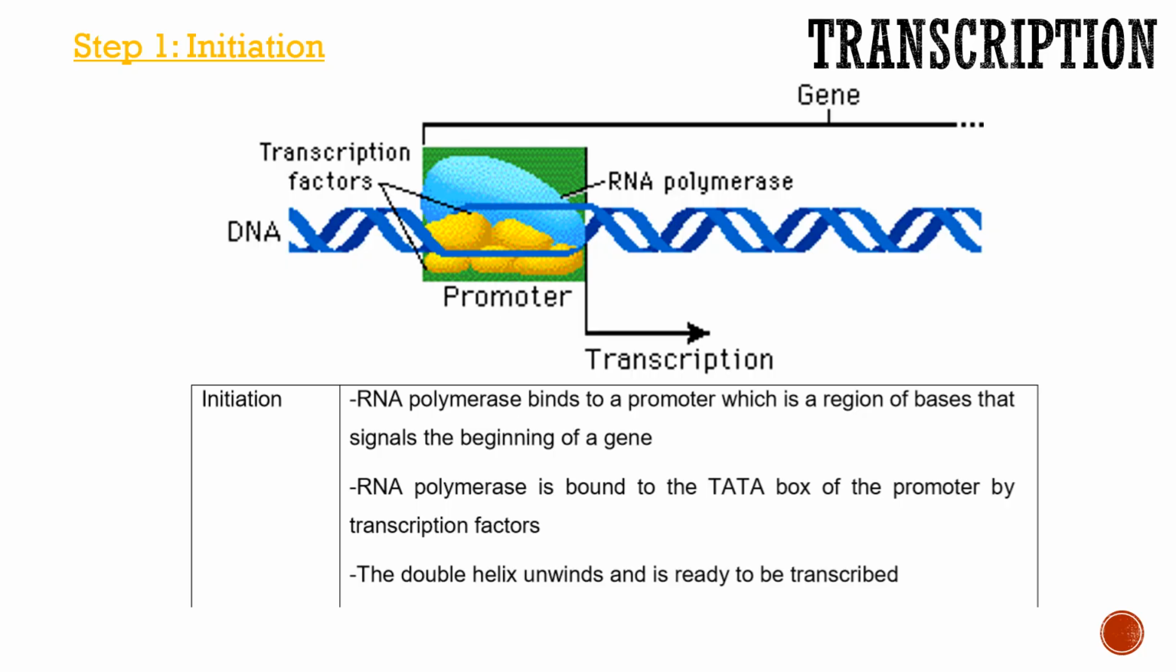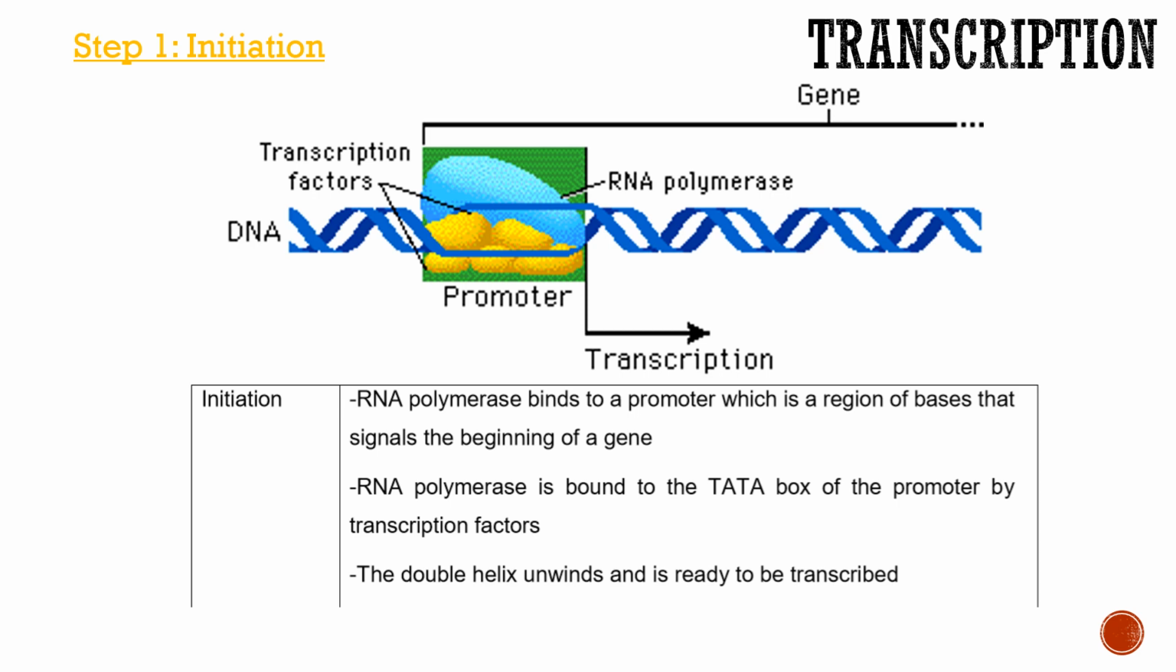Transcription is how RNA is made. Just as DNA polymerase makes new DNA, a similar enzyme called RNA polymerase makes new RNA. So in our book, we also listed the summary of steps for the transcription process. We have initiation, elongation, and termination again.